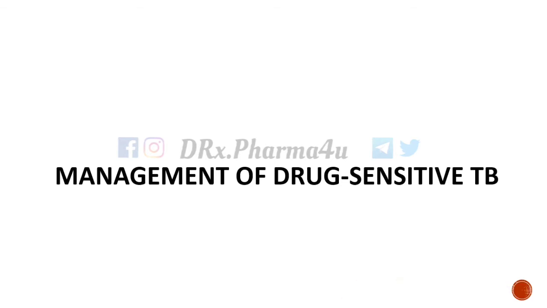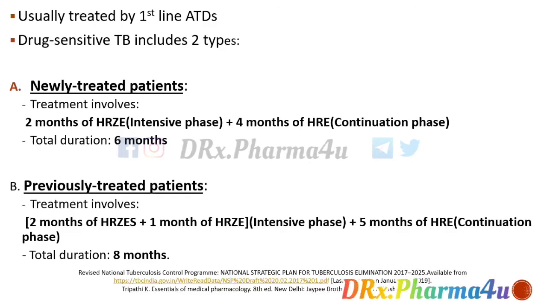So, management of drug-sensitive tuberculosis. This is usually treated by first-line anti-tubercular drugs. Drug-sensitive tuberculosis means the bacilli, that is the Mycobacterium tuberculosis, is sensitive to all the first-line agents. Drug-sensitive tuberculosis are of two types. One is called newly treated patients, and the other is called previously treated patients. Newly treated patients means they have got it for the first time in their life. Previously treated patients means they got it before, then they recovered from it, and they got it again.